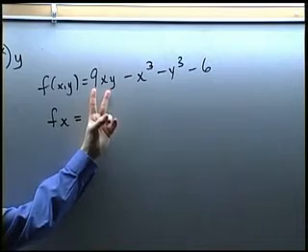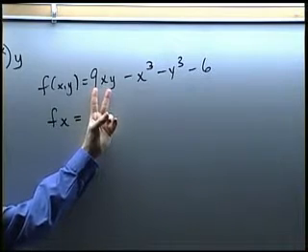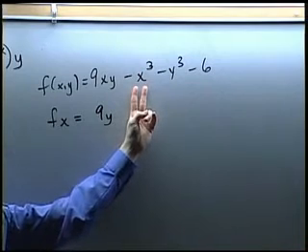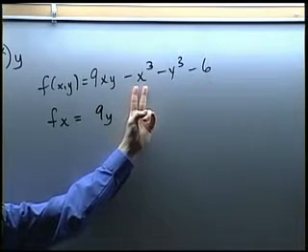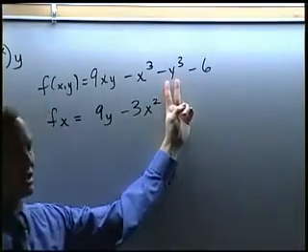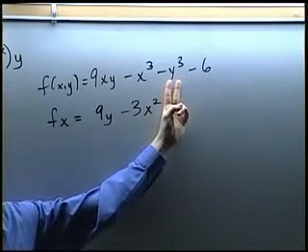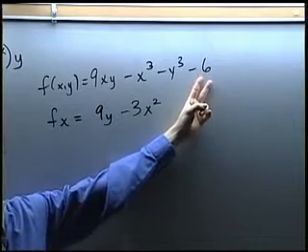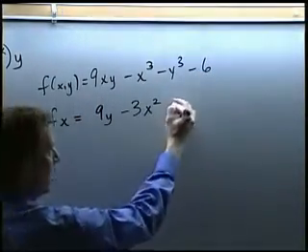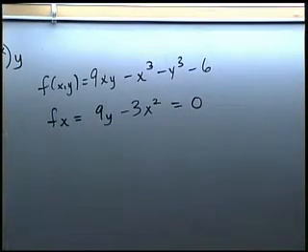All right, what's the derivative of this if x is the variable? 9y. Derivative of this, negative 3x squared. Derivative of this, 0, and negative 6, 0. All right, so here's my first order derivative with respect to x, and here in a little bit I'm going to set this equal to 0.